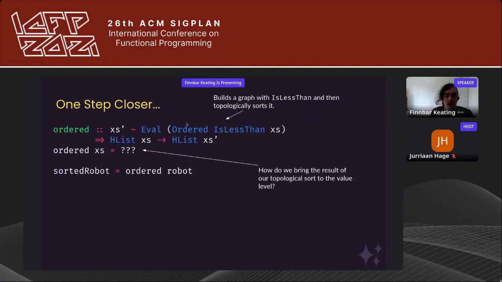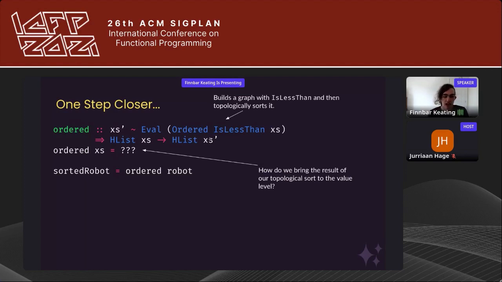What we have here is the ordered type family, which just combines the adjacency list building and the topological sort from earlier. We apply it to our comparator is less than, and that means that if we get in this list of computations of type x's, like we did at the start of this section, we can apply this type family to get a sorted version of that at compile time called x's prime.